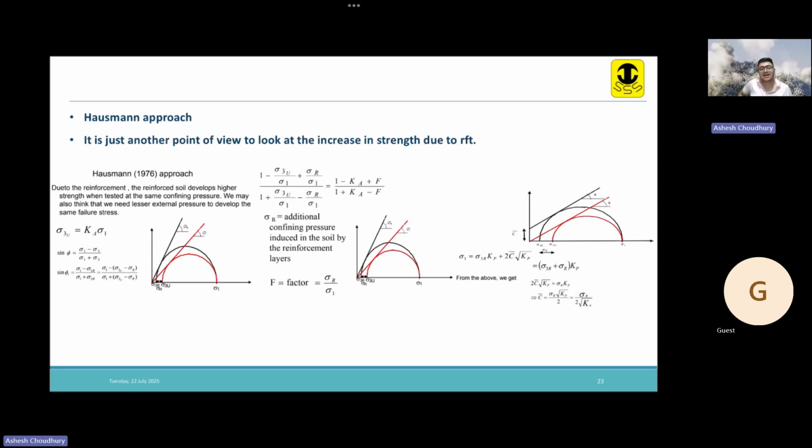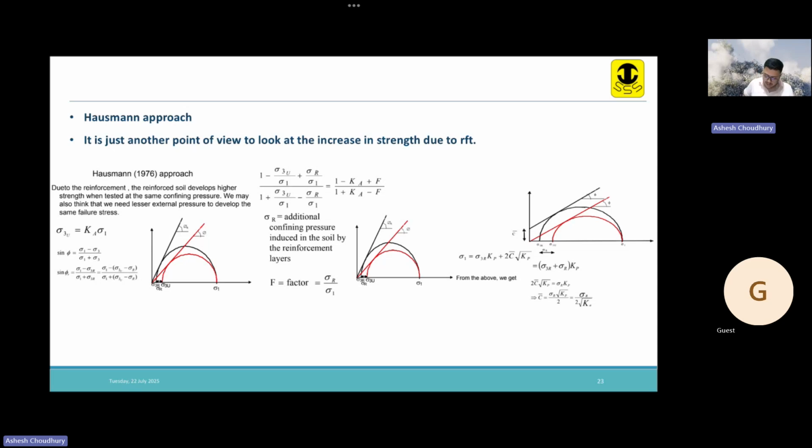We also think that we need lesser external pressure to develop the same failure. I discussed both these things with you today in the beginning of the class, right? So these two are the same thing. So this is nothing but the Hausmann approach.